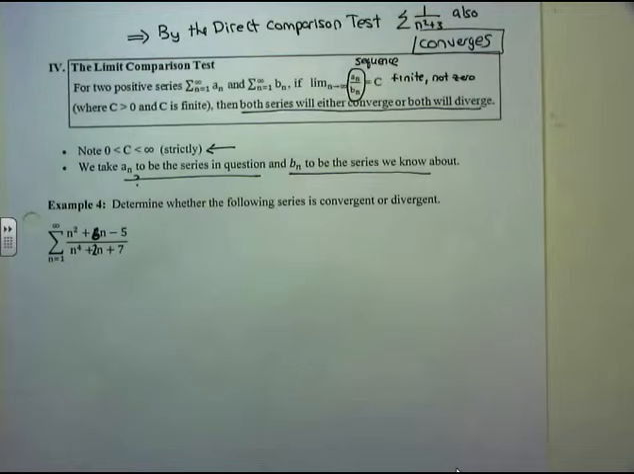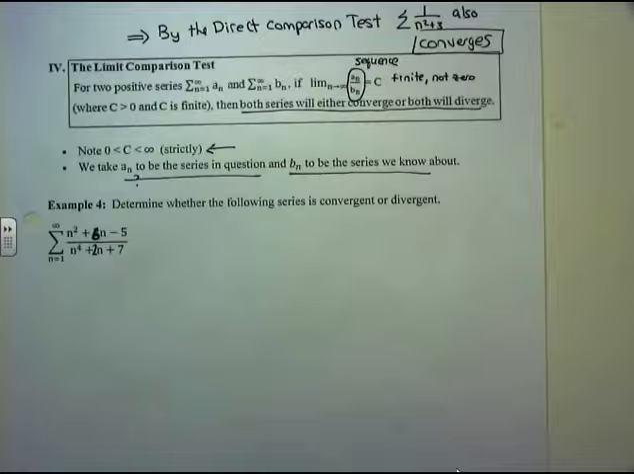Here's our example. I want to determine whether the following series is convergent or divergent. So here I have a sum going from 1 to infinity of n squared plus 6n minus 5, being divided by n to the 4th plus 2n plus 7.